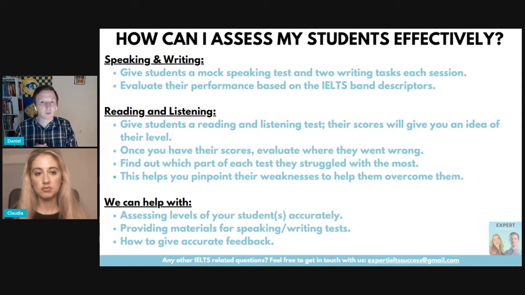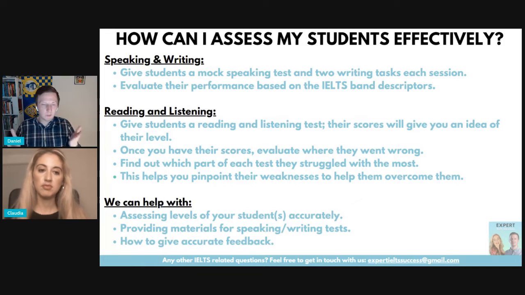But then when you have the scores, you can evaluate where they went wrong. They can share the questions where they went wrong, and then you can go through the steps or go through the difficult questions. Maybe it's matching headings. Maybe it is true, false, not given, which is very tricky. So you can spend time on those with your student as well. And then you can pinpoint and give corrective feedback so they know exactly where they went wrong and what they need to do next time, and we'll help you with those steps as well.